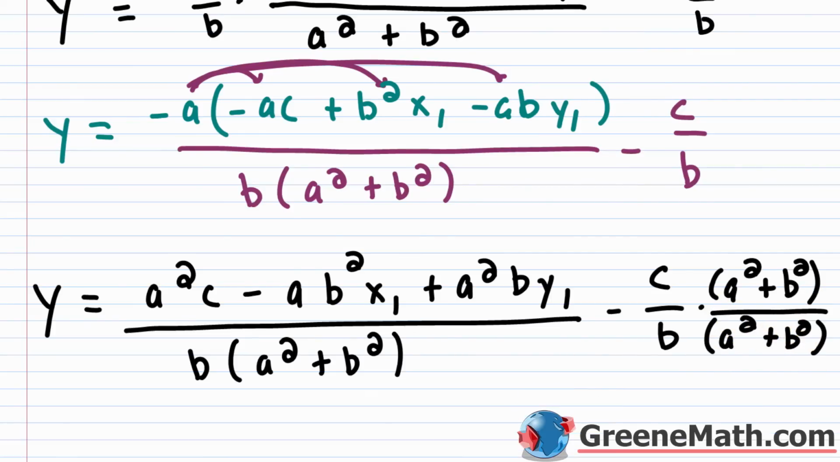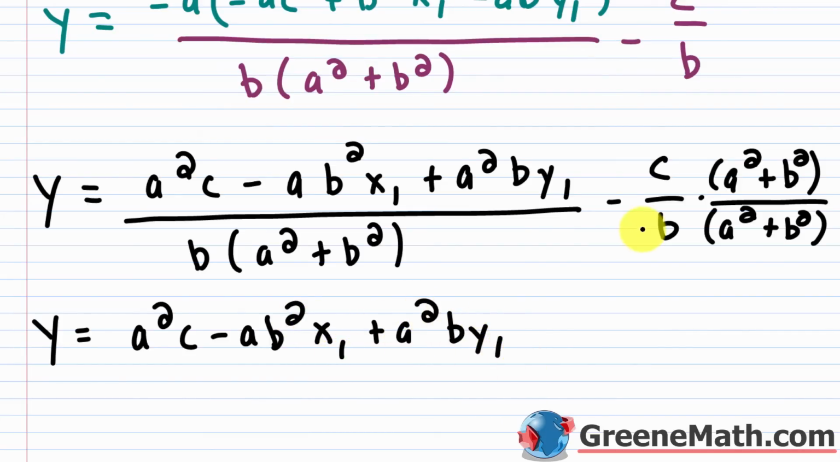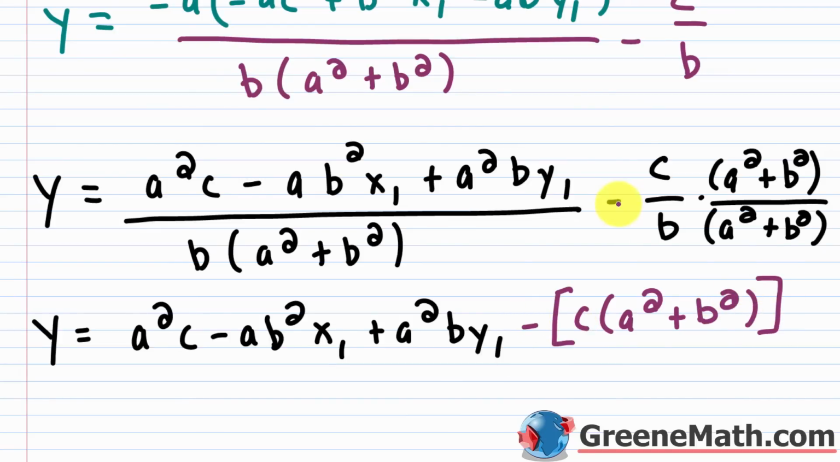So let me come down here and basically say that y is equal to a squared c minus a b squared x sub 1 plus a squared b y sub 1. And then basically, this is where it gets a little tricky. What I would do here, this whole thing is being subtracted away. So you have to be very, very careful. I would write this as minus, and I would put some brackets here, and then say c times the quantity a squared plus b squared like this. It's very easy to make a sign mistake here because again, you have to remember that this whole thing right here is being subtracted away.